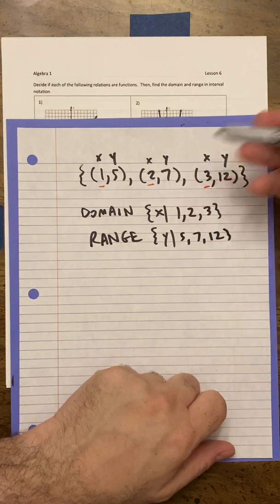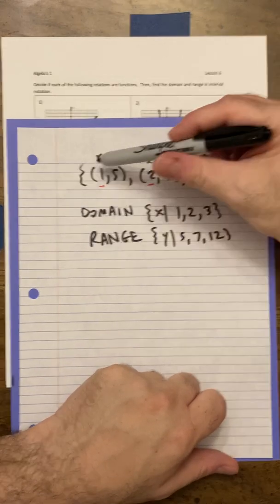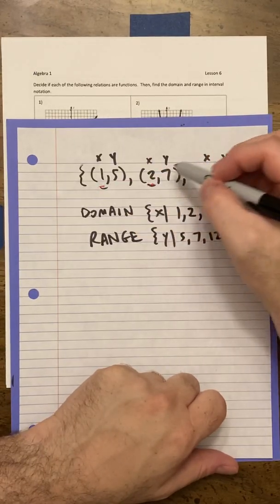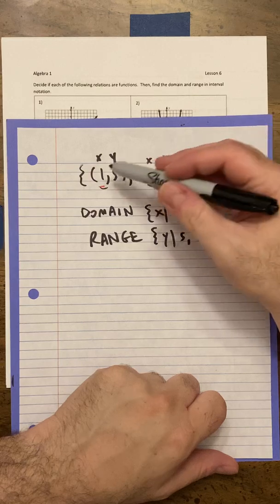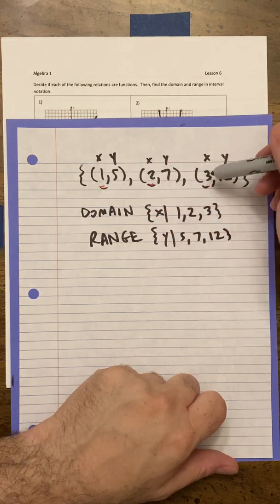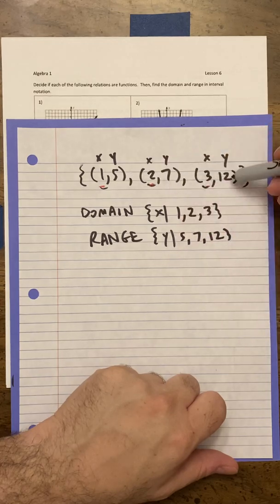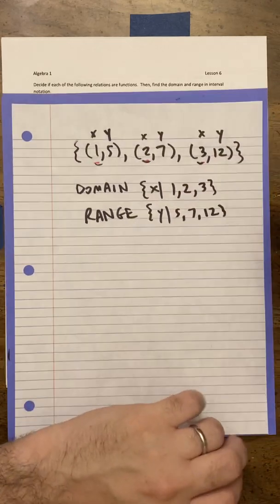Okay, so that's what you need to know about functions. The x's don't repeat. The domain are all the x values, and if there are multiple values that are the same, you only have to put one instance of each. And all the y values together make the range. Let me show you what I mean by that.